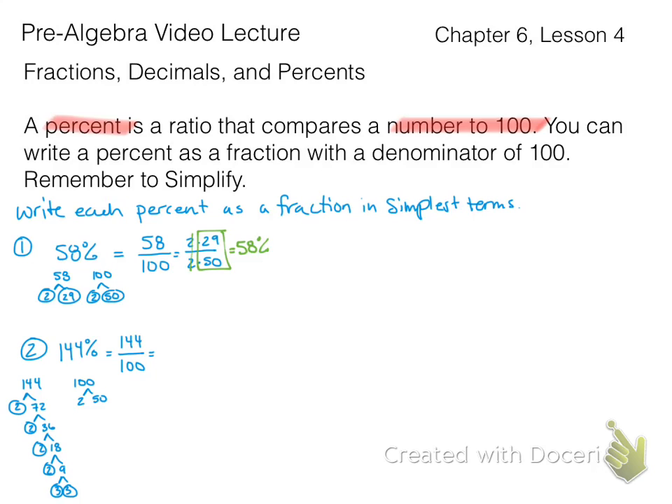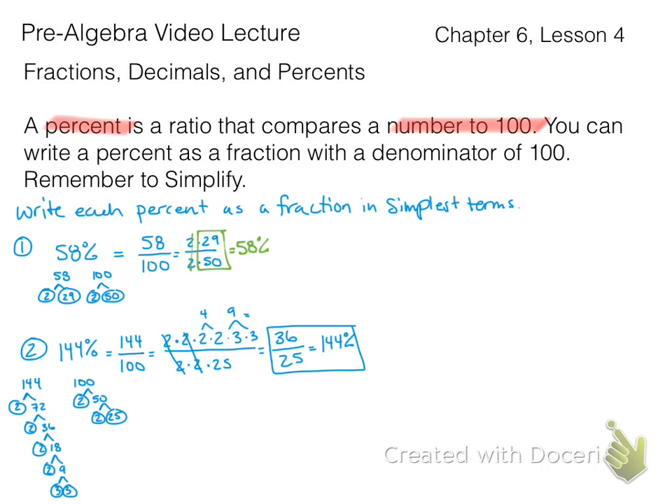Now let's break this one down. 2 and 50, 2 and 25, that's it. So let's cancel out what we have the same on the top and the bottom. We're left with 36 over 25, which is 144%.